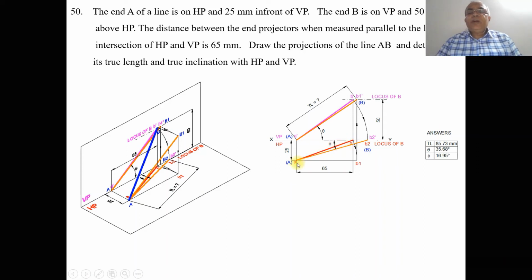And why is it called the top view? Because the front view is also inclined. You can see here A dash B dash is the line which is inclined to HP, and AB is the line which is also inclined to VP. So you have to make it parallel to VP.